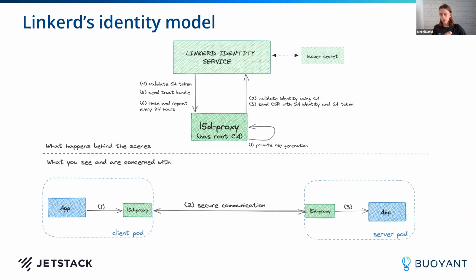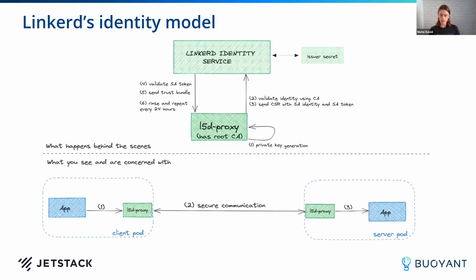The first step, the application sends traffic to the target. The proxy intercepts the traffic and sends it to the target. The target also has a proxy, so the proxies basically talk to each other. They do mTLS, and everything is secure. But under the hood, things are a bit more complicated.